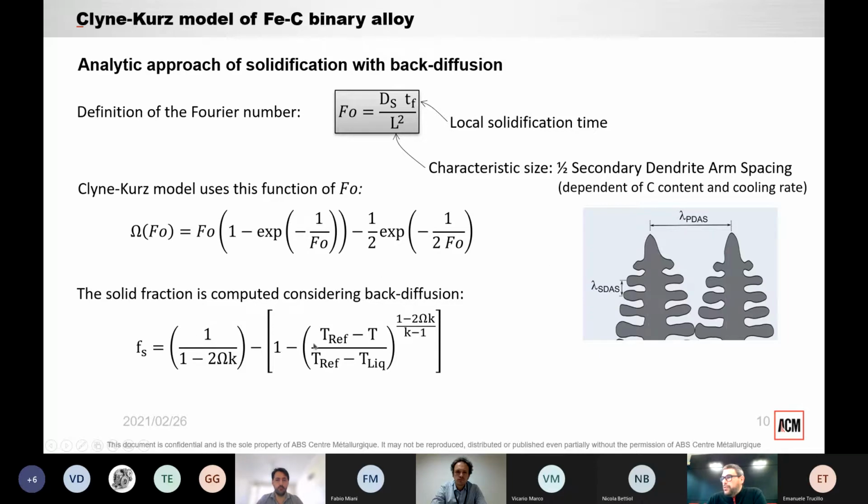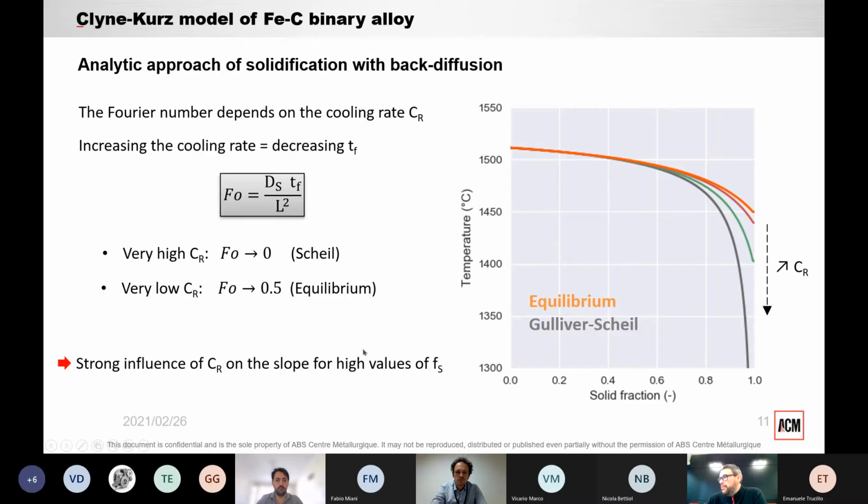So I won't detail this because it's an analytical relation, but what you have to keep in mind is that the Fourier number depends on the cooling rate, and increasing the cooling rate is equivalent to decreasing the local solidification time tf here. So for a very high cooling rate, the Fourier number goes to 0, and we have the Gulliver-Scheil relationship. And when the Fourier number goes to 0.5, we are at the equilibrium curve.